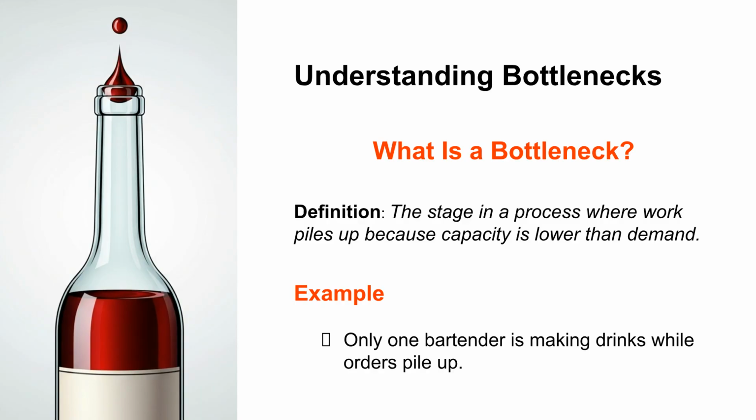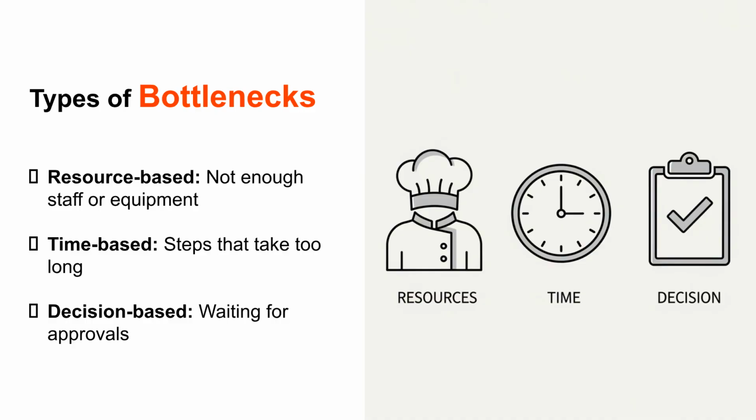A bottleneck is the stage in a process where work piles up because capacity is lower than demand. For example, when one bartender is making drinks while orders pile up. Bottlenecks can be categorized as resource-based, where there's not enough staff or equipment, time-based, where steps take too long, or decision-based, where waiting for approvals causes delays.